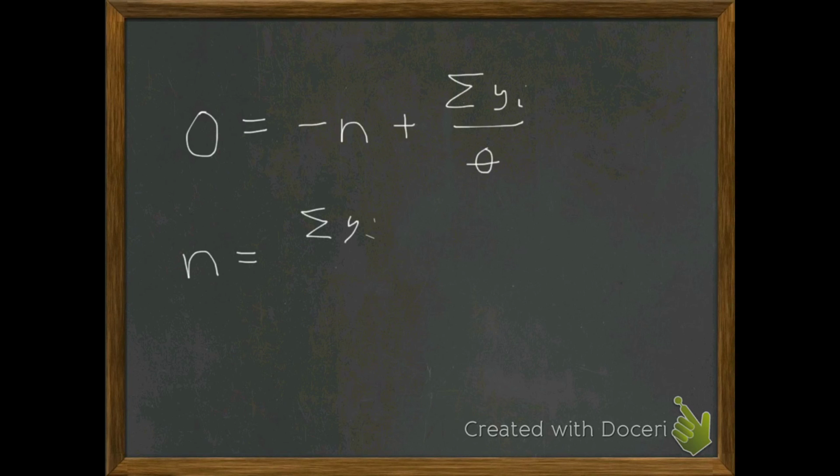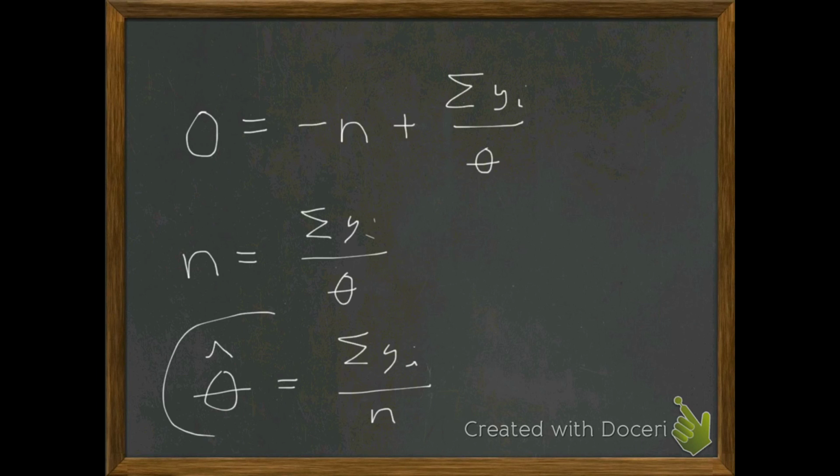So we have 0 equals minus n plus the sum of our y sub i's over theta. So n equals the sum of the y sub i's over theta, and theta hat is equal to the sum of our y sub i's over n. Just as you would think. When we think about Poisson, we're thinking about counts, so ultimately our best estimate will be the sum of our y sub i's over n. I don't think we worked with raw data here, so the result certainly isn't shocking.